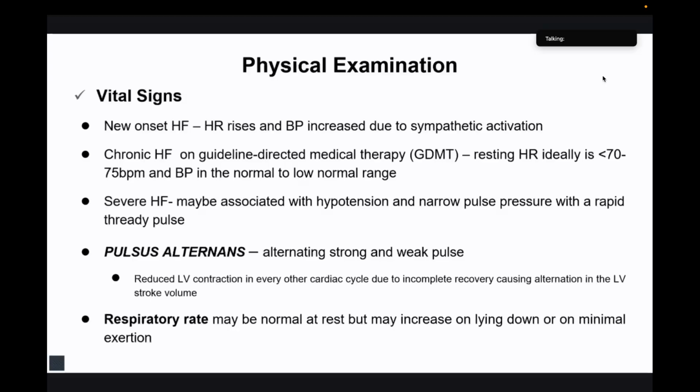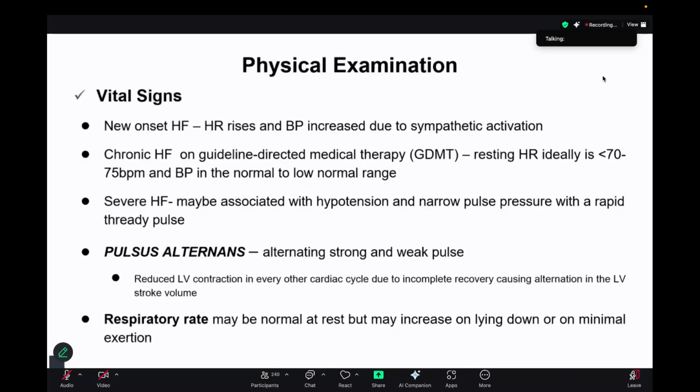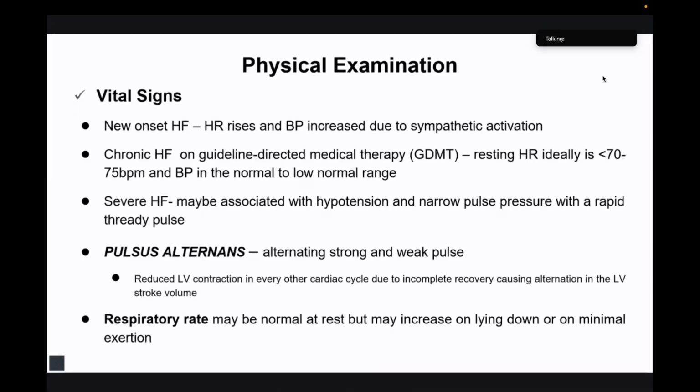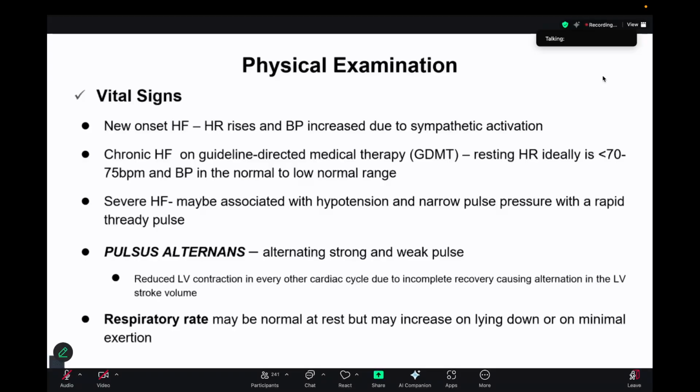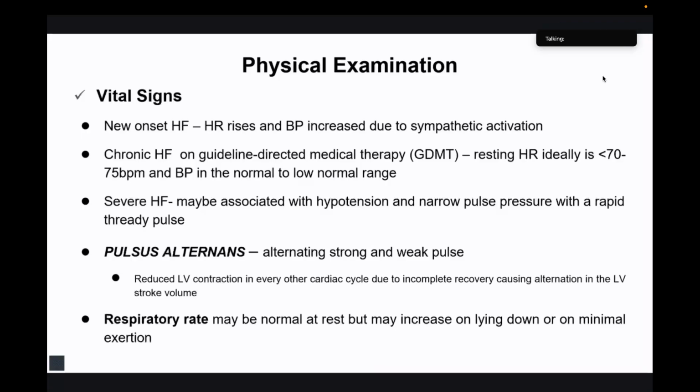Next, we take the vital signs of heart failure patients. For those who have new onset heart failure, their heart rate may be elevated and their BP may also be increased due to the sympathetic activation. Those with chronic heart failure and on guideline-directed medical therapy may have a resting heart rate that is ideally below 70 to 75 beats per minute and a blood pressure in the normal to low normal range.